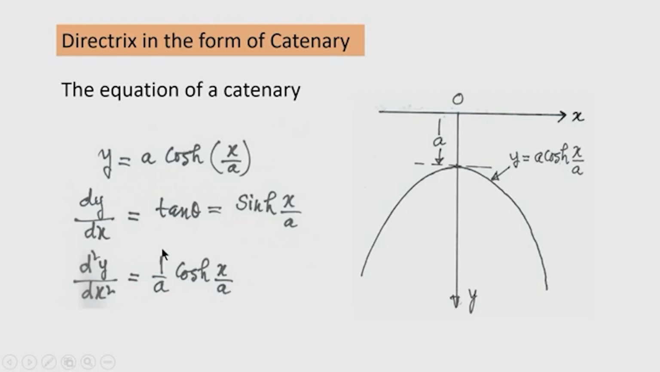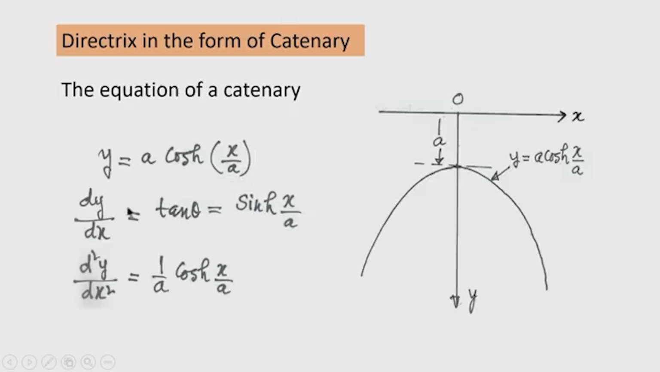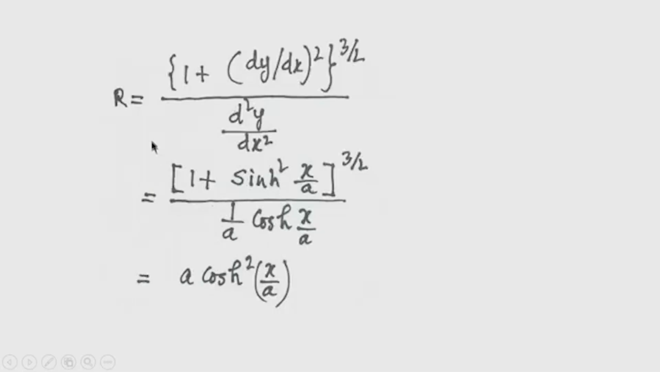Now, we can go for calculating the radius of curvature. So, the radius of curvature is given by 1 plus dy by dx whole squared raised to the power 3 by 2 divided by d square y by dx square. Substituting the values, we have already got dy by dx as sin hyperbolic x by a and d square y by dx square equal to 1 by a cos hyperbolic x by a. So, substituting these values, we now get r in the form of a cos hyperbolic square x by a.